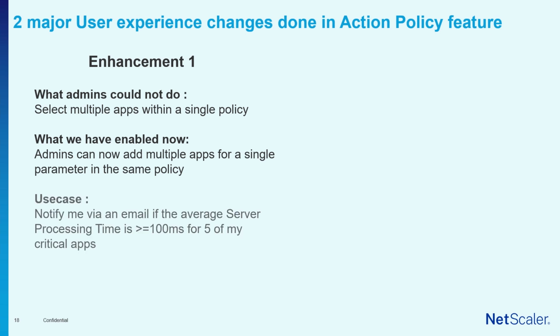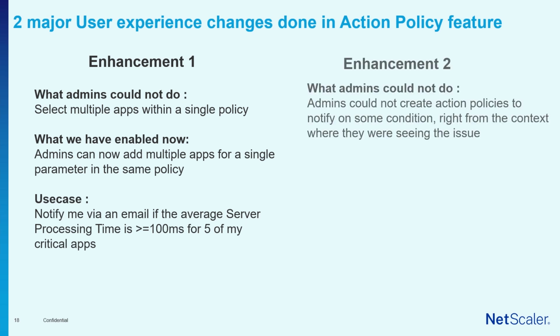A simple use case would be that the admin expects that he would like to be notified via an email if the average server processing time for 5 of his critical applications is greater than 100 milliseconds. Previously, again, as I said, he would have had to create 5 different action policies, but now there's one policy that describes his intent to be notified, and then he can select the metric as the server processing time and give the value, and then select 5 critical applications that he wanted the notification for.